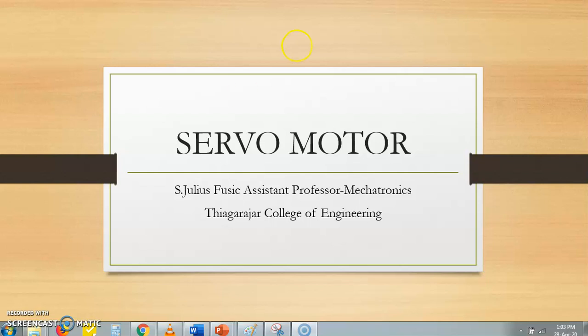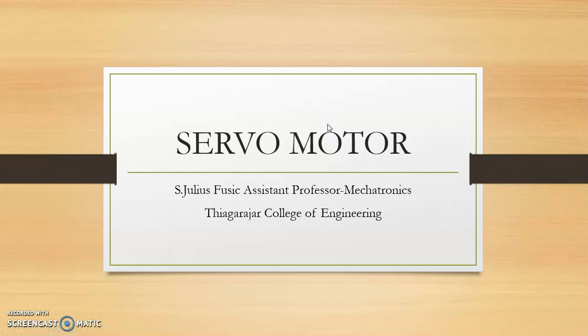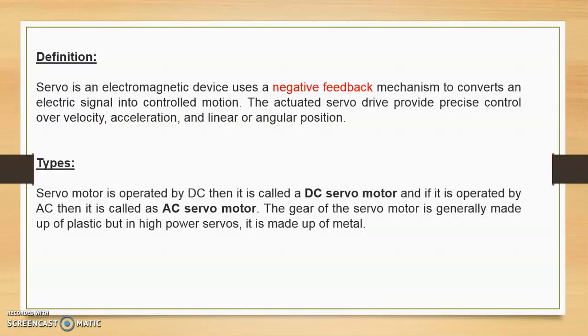The major difference between the servo motor and the stepper motor is that the stepper motor is an open loop control system, whereas the servo motor has feedback, which makes it a closed loop control system. The basic definition of a servo machine is that a servo is an electromagnetic device having a negative feedback mechanism which converts the electric signal into controlled motion.